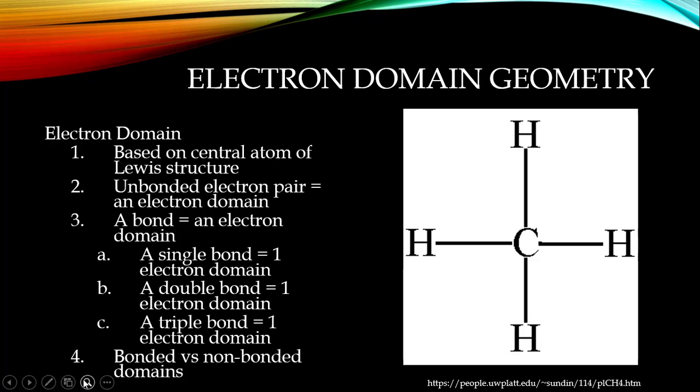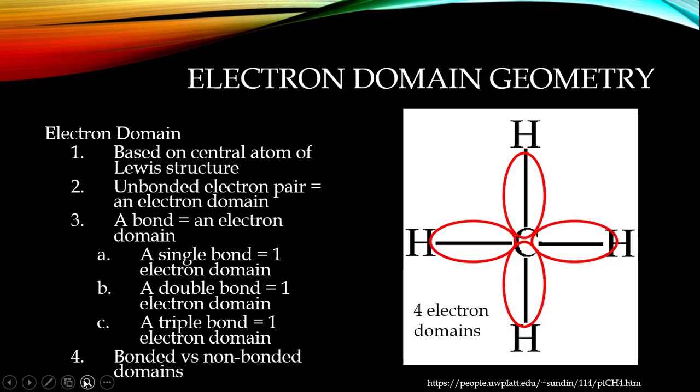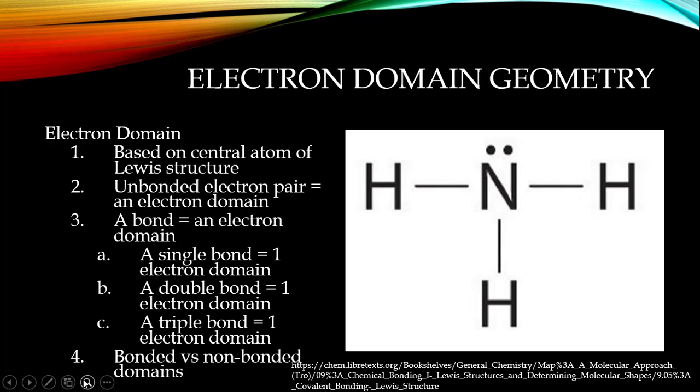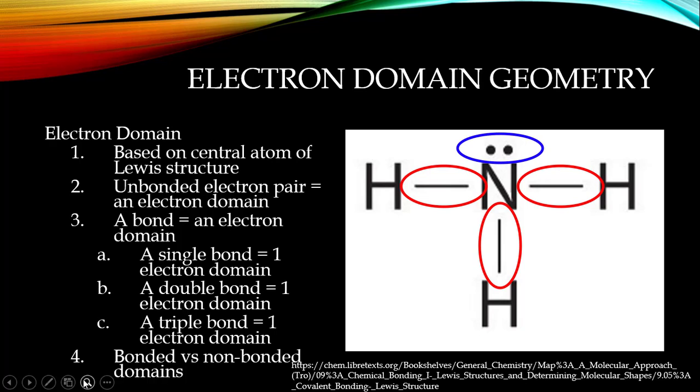So let's take a look at the methane here. Here we can see that there are four bonds, one between each hydrogen and carbon. There are no unbonded pairs around the central atom. So here we would say that there are four electron domains, and they are all bonded domains. How about ammonia? Here we can see that there are three bonds between the hydrogens and the nitrogen, and around the central atom, an unbonded pair. We would say that there are four electron domains here. Three are bonded, one is non-bonded.